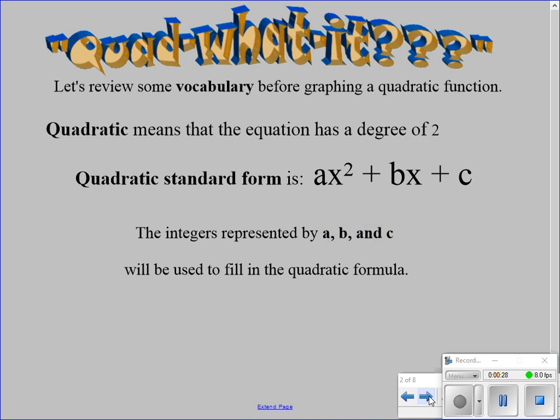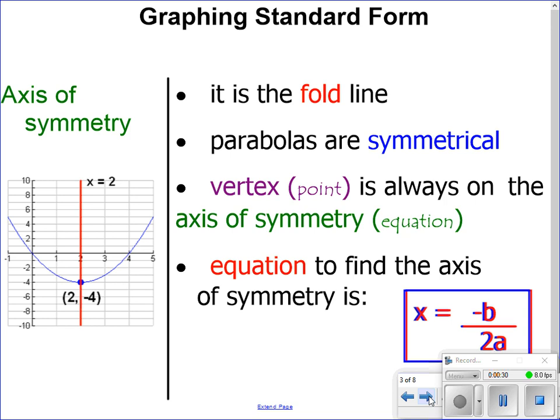We'll also use them to help us find the axis of symmetry. We're talking about the axis of symmetry. The axis of symmetry is our fold line, and it's where the parabola is symmetrical. The axis of symmetry also runs through our vertex, which is helpful for us because if we can find the axis of symmetry, it will help us to find the vertex.